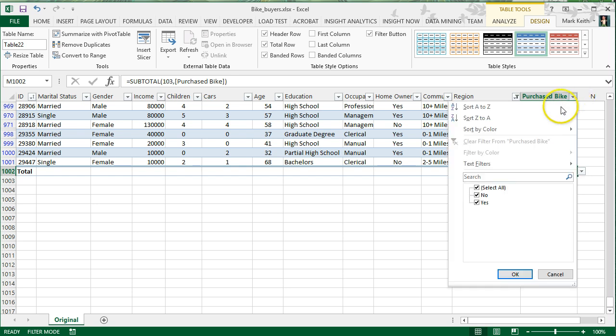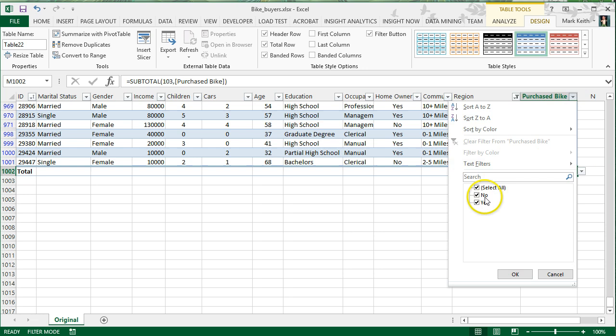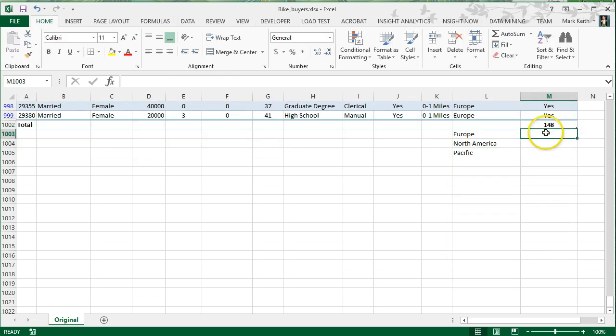What I need to do next then is filter. So if that's 300, I know that my formula here is going to be something divided by 300. So let's filter Purchase Bike now and only show those who did buy a bike. That's 148. So this cell is going to equal 148 divided by 300. So I've got to go through and do the math.